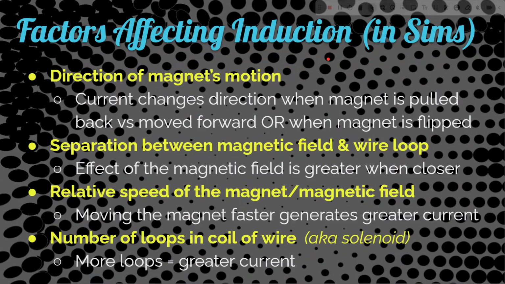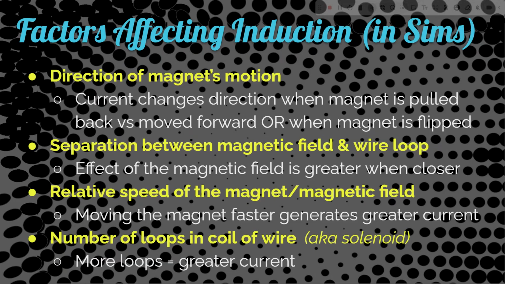So here are the factors affecting induction. You're going to see these again tomorrow because you have a simulations assignment to complete, but you can write them down today as well. First, the direction of the magnet's motion. He's explained that in the video as well. Moving it into the coil versus out of the coil gives you an opposite reading. Or if you were to flip the magnet around, which he didn't show, but you get to test tomorrow, same thing. That is going to affect the induction.